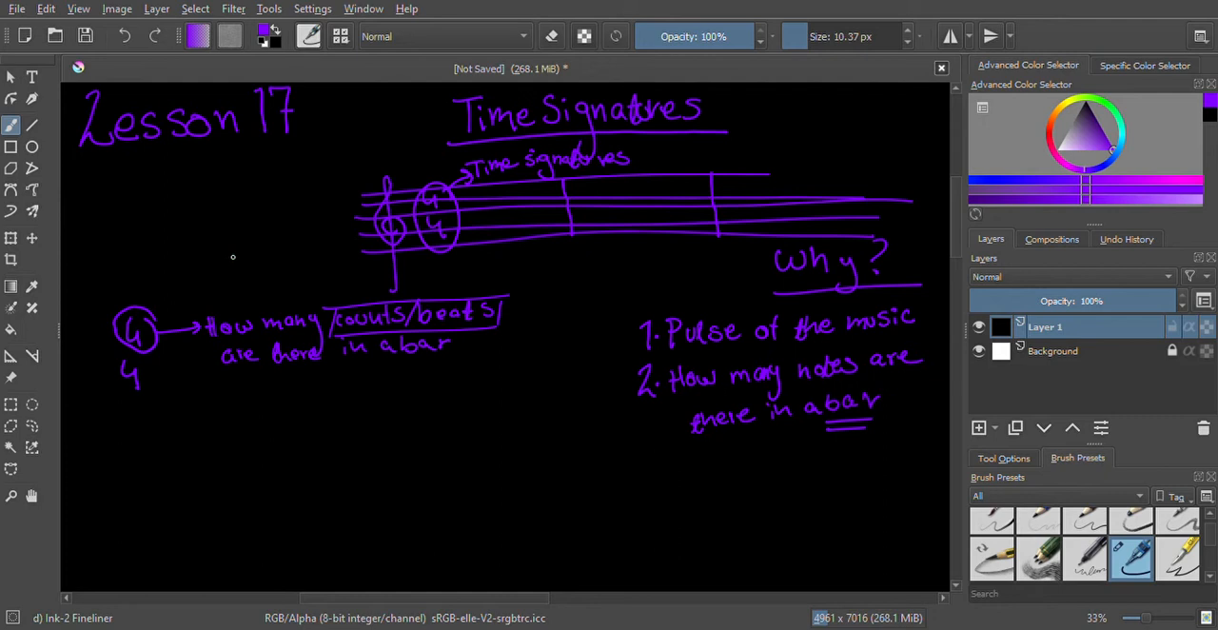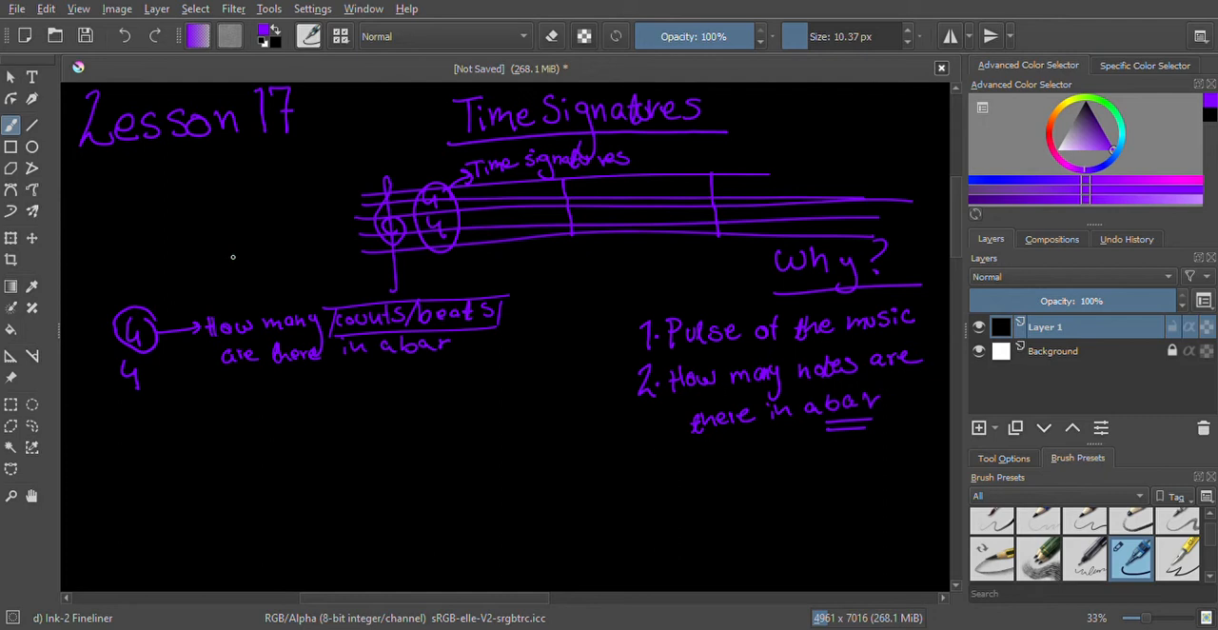So if you count it in terms of 4, it works like this: 1 2 3 4. And you usually reset after each bar. So you count it like this: 1 2 3 4 1 2 3 4 1 2, and so on and so forth. So the pulse is very clearly 1 2 3 4 1 2 3 4.